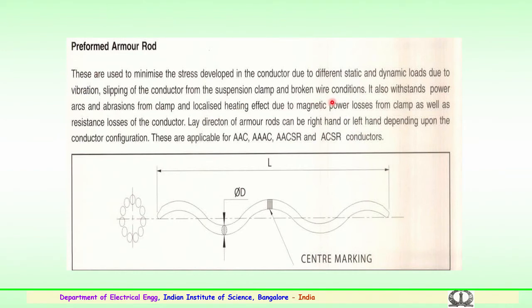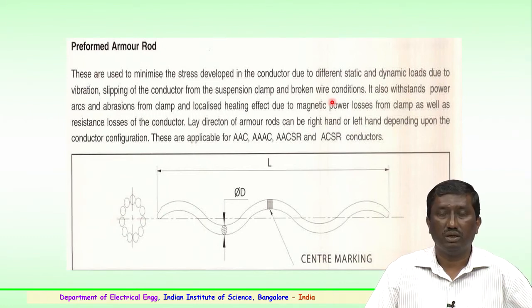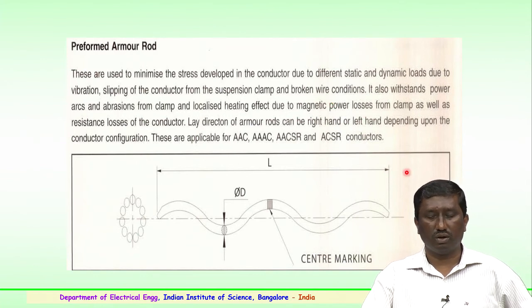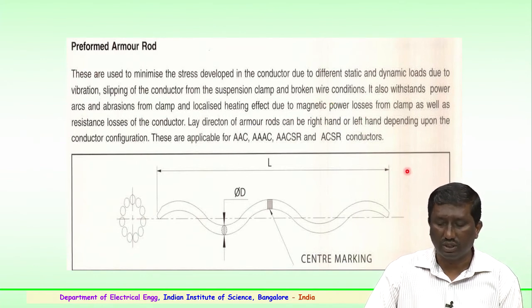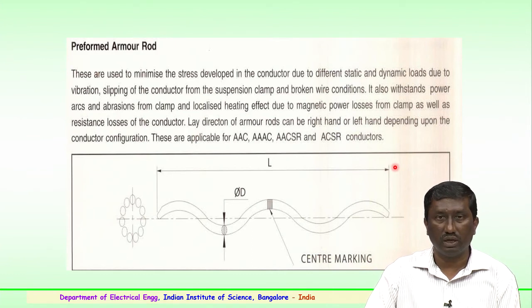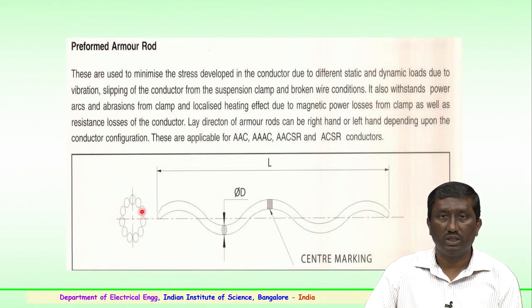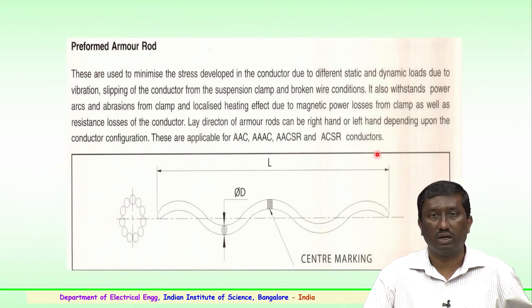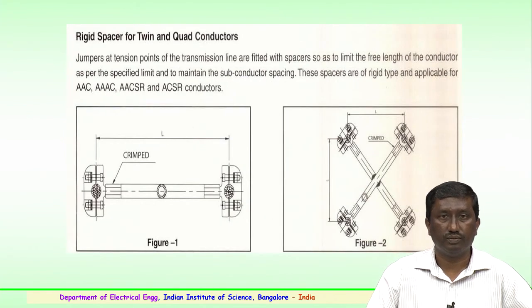This also withstands power arcs and abrasions from the clamp and localized heating, mainly due to magnetic power loss from the clamps as well as the resistance loss of the conductor. The lay direction of armor rods can be right hand or left hand depending upon the conductor configuration on either side of the insulator string. These are applicable for all types of conductors, AAC, AAAC, ACSR and ACSR type conductors.